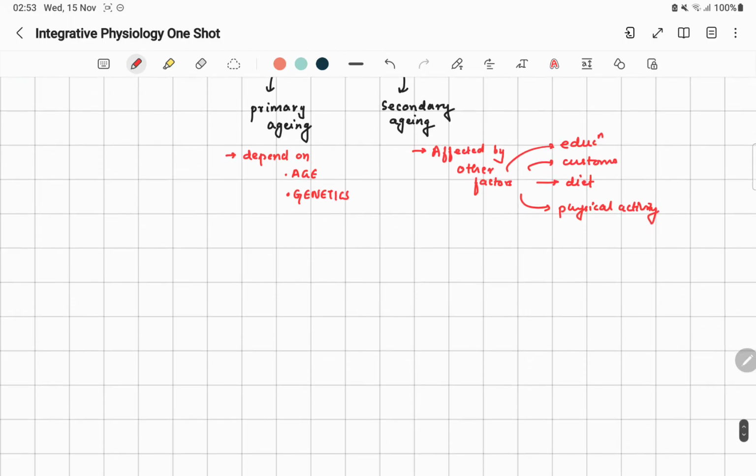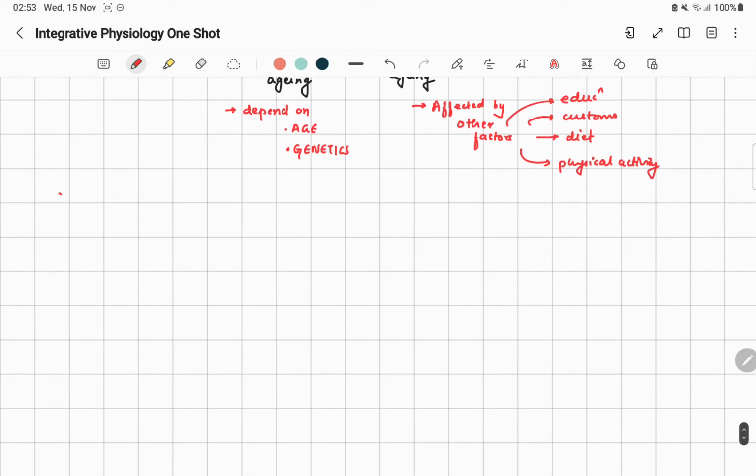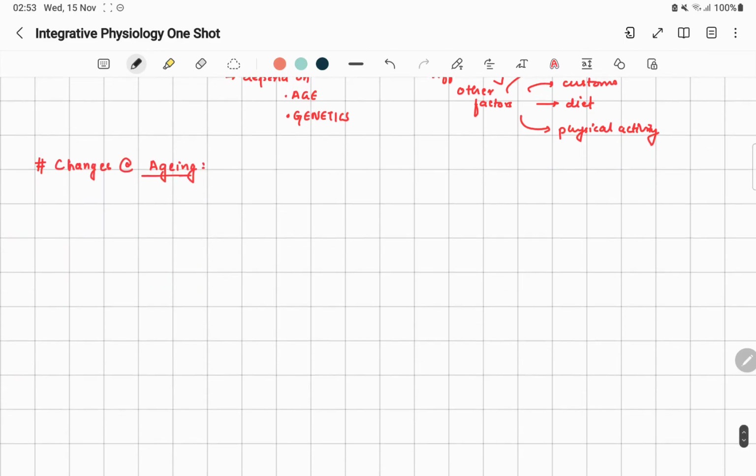Okay, what are the different changes at aging? This is important. What are the changes occurring at aging? So in the skeletal system, what will occur? Decreased bone density, the bone loses calcium. Muscular atrophy, muscles start degenerating, and there will be increased fibrous tissue, early fatigue. This all will occur in the skeletal system.